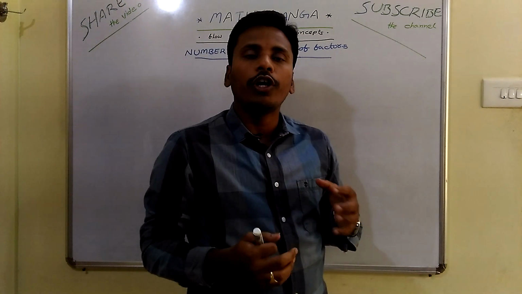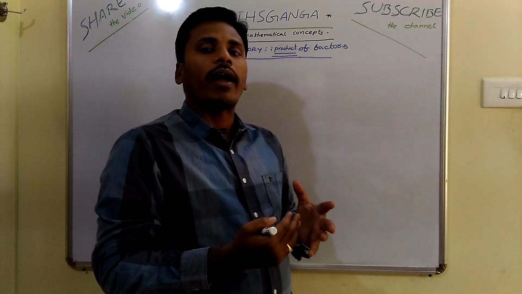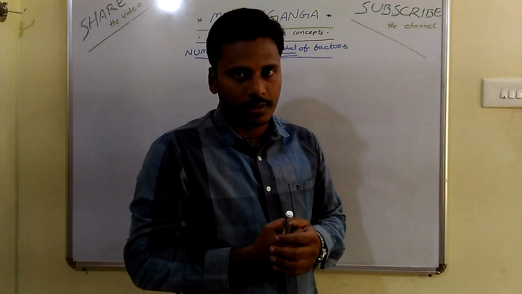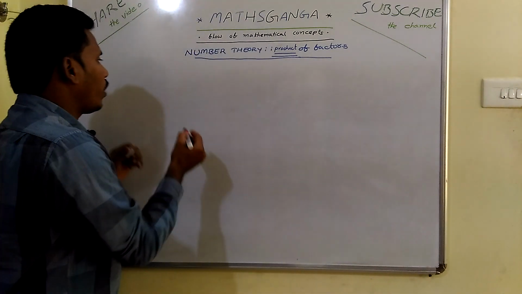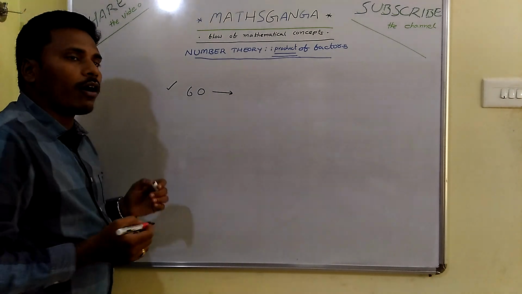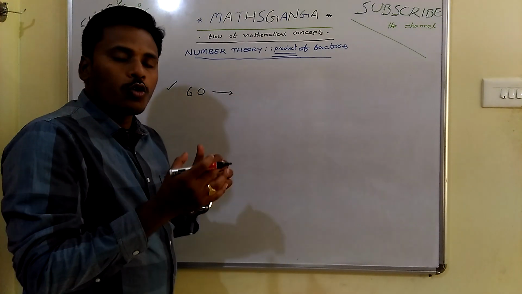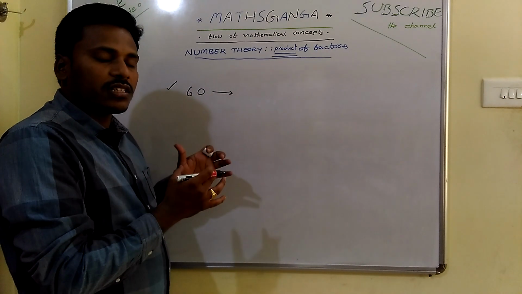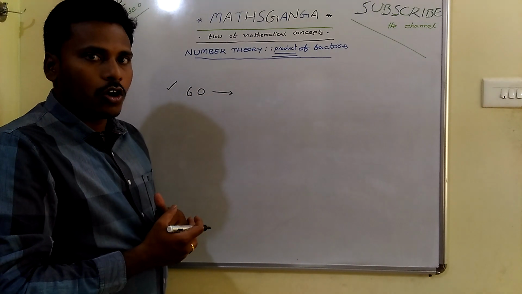I am going to generalize the rule to find the product of factors for a number by taking two different examples. Suppose you take the number 60. We are going to find the product of all the factors of 60. To find it, first of all, just list all the factors of 60.